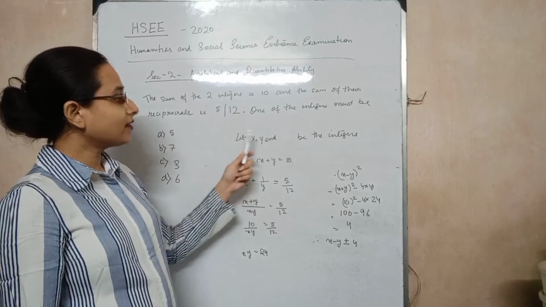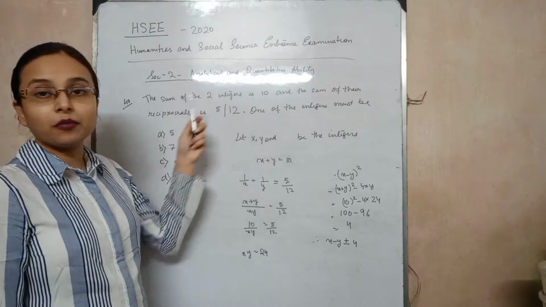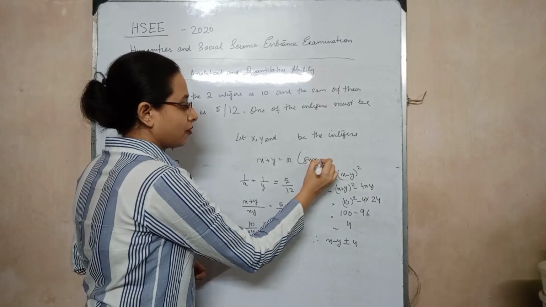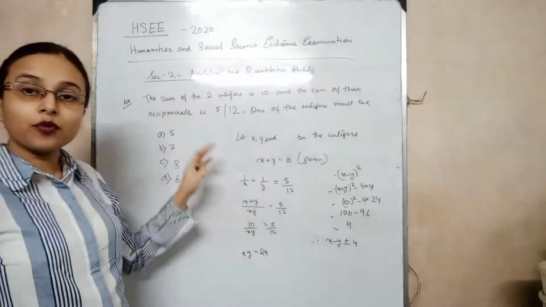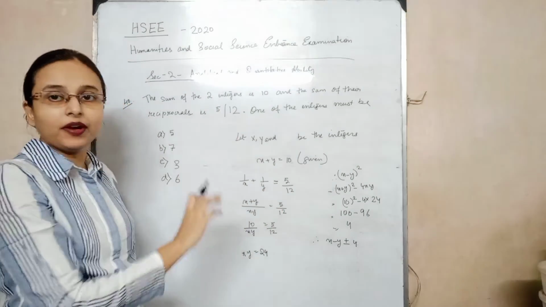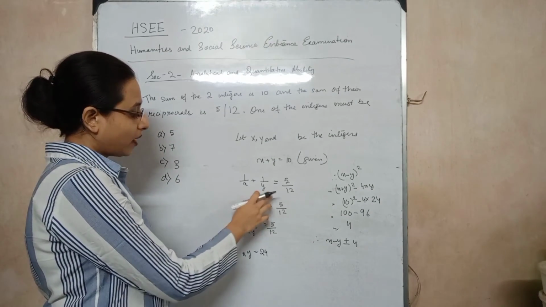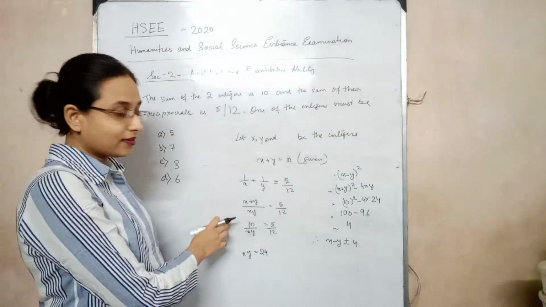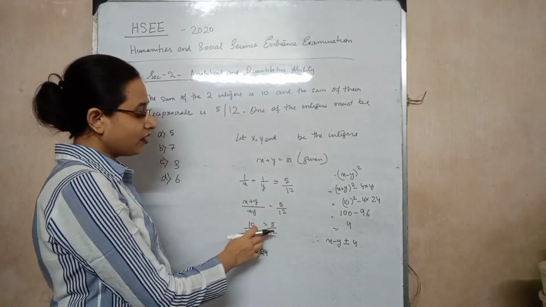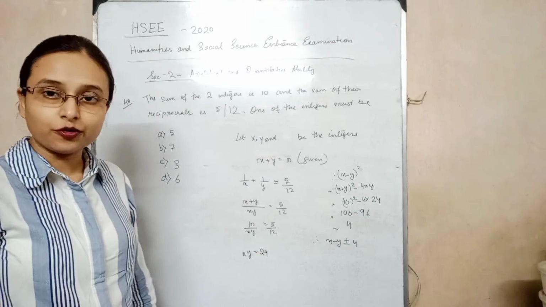Let's consider x and y to be the integers. Now x plus y, which is already given, the sum of two integers is 10. We have written this down. This is given. So the reciprocal again is also given, that is 1 by x plus 1 by y is 5 by 12. Now if we do the calculation, that is (x plus y) by xy is equal to 5 by 12. Calculating it, we get 10 by xy equals 5 by 12. So from here we get xy equals 24.